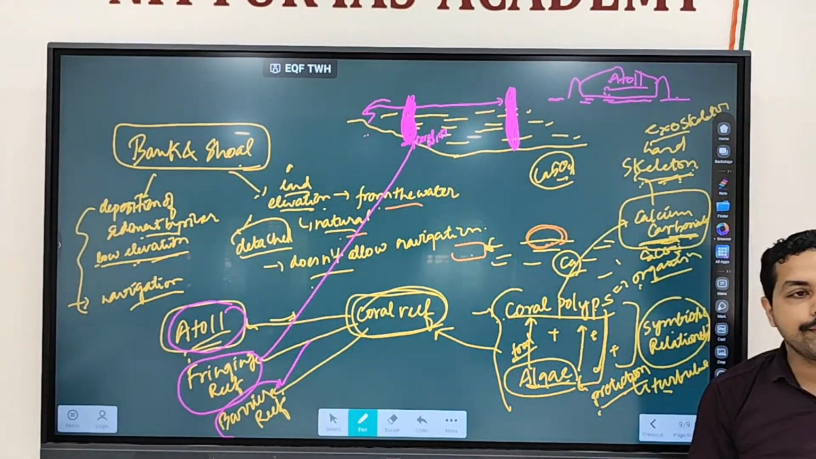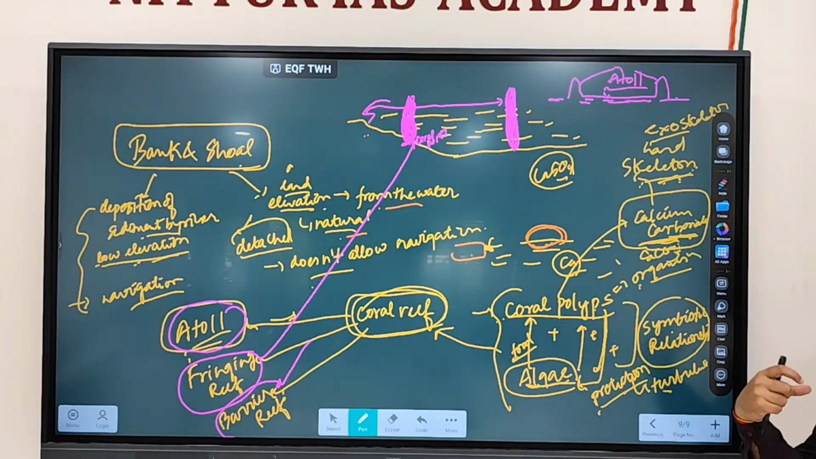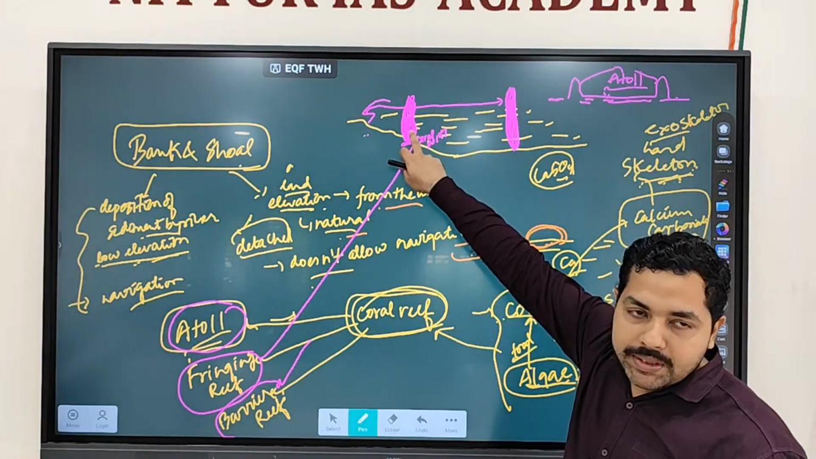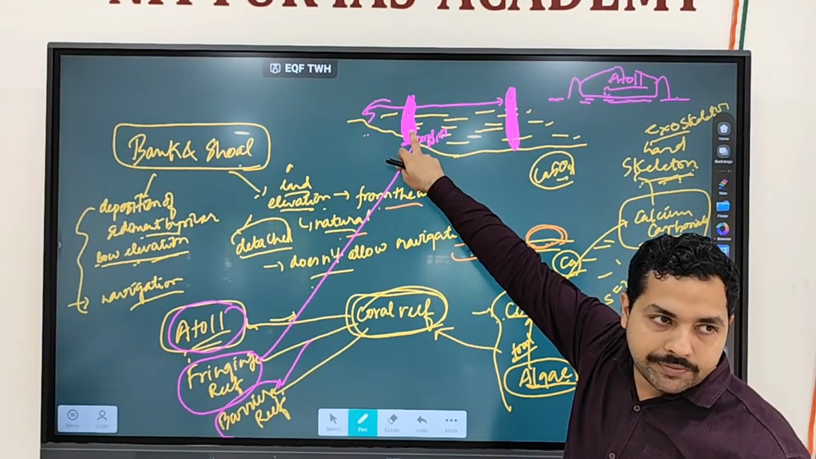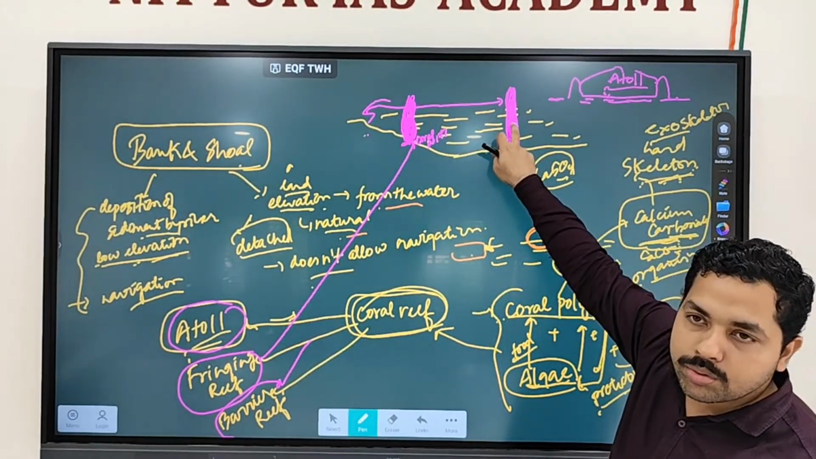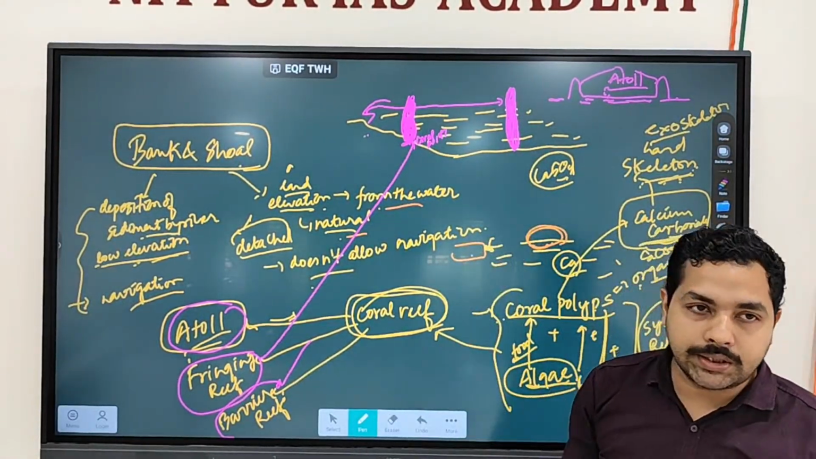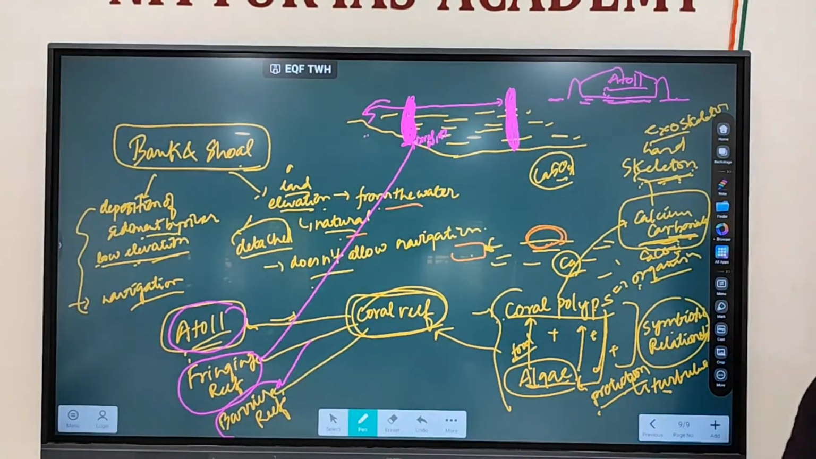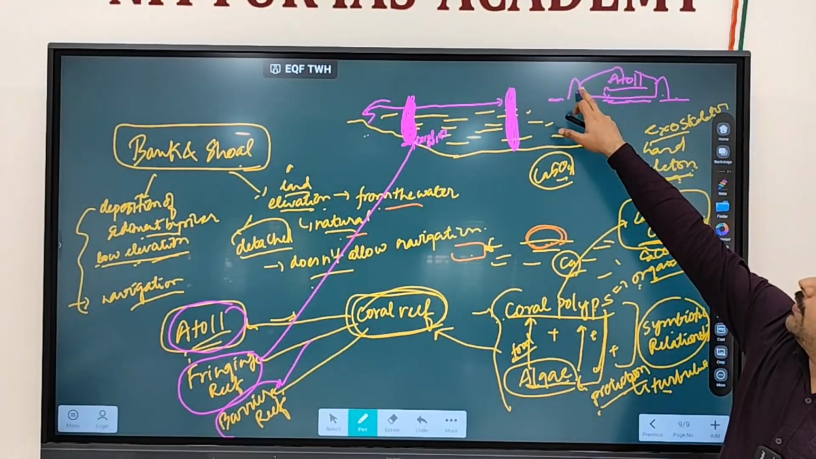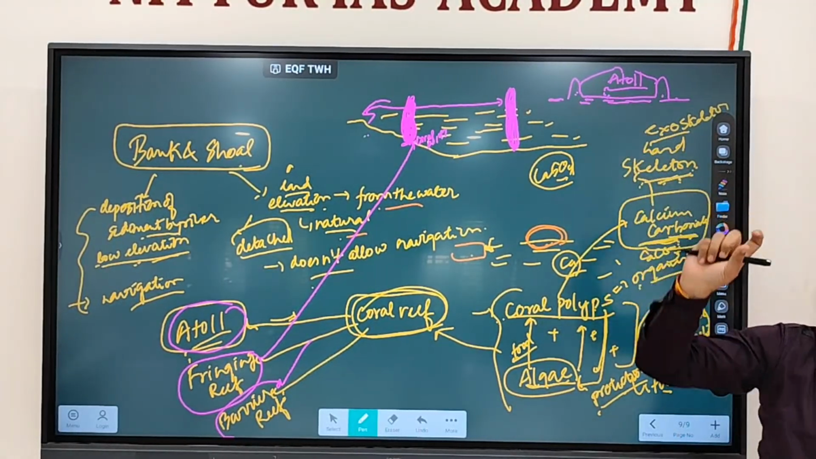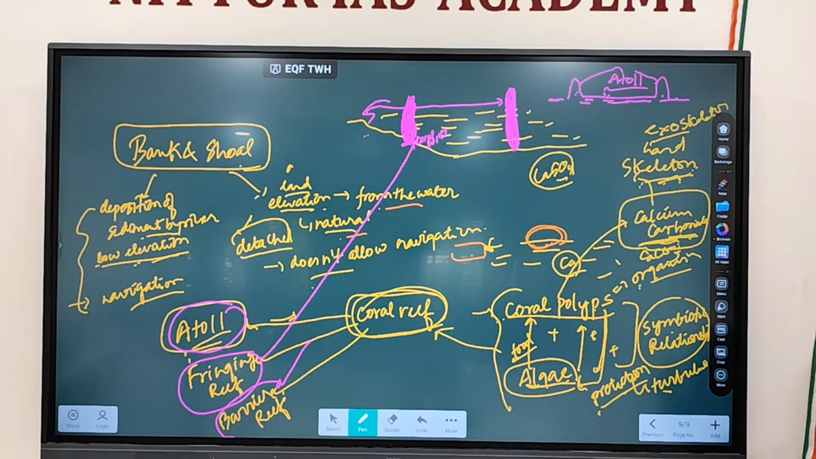Okay, so there are three different kinds of reefs. One is called a fringing reef, another is called a barrier reef, and the third is called an atoll reef. If this hard skeletal formation happens near the coast, then it is called a fringing reef. Away from the coast, it is called a barrier reef. And if this hard skeleton comes above the water, then it is called an atoll reef. Fine.